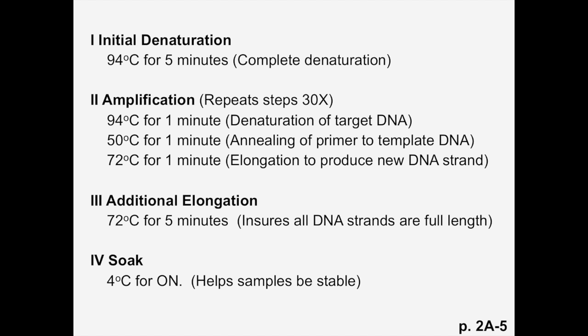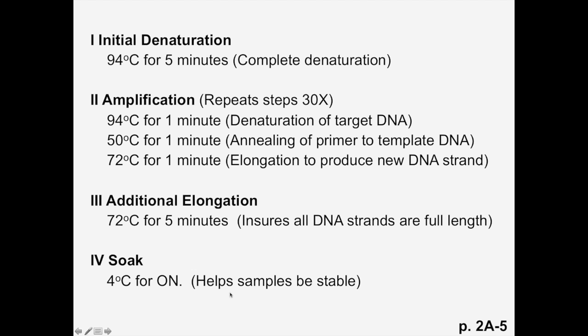Okay, so here are basically the temperature ranges and what's happening. I would definitely know this. You're eventually going to have a test or a quiz, and this information is important to understand what's happening at each step. So you need to understand that the initial step is denaturing the DNA, then you anneal the primer, and then you elongate the strands. We actually do an additional elongation to ensure that all the DNAs are at full length.